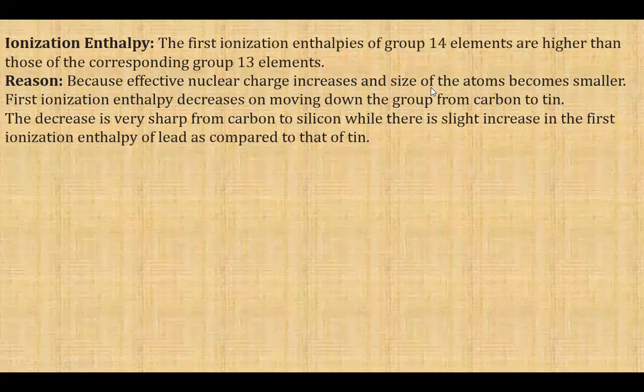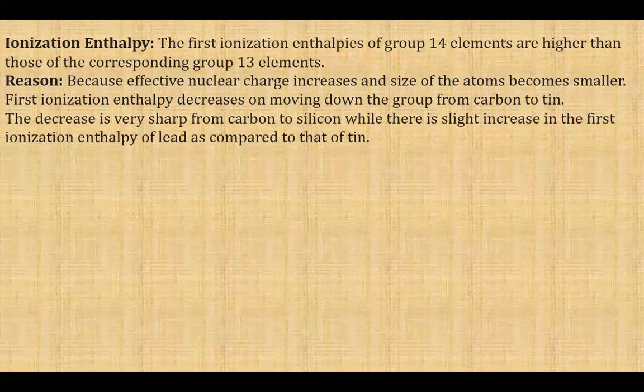Lanthanide contraction means electrons enter the f penultimate shell. When it is the penultimate shell in the lanthanum series, we call it lanthanide contraction, and below it is the actinium series, which we call the actinide contraction. Next, ionization enthalpy. The first ionization enthalpies of the group 14 elements are higher than those of the corresponding group 13.